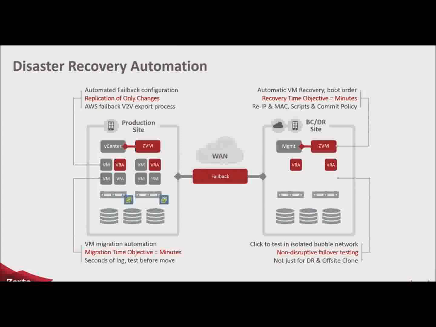The reason why it's currently a V2V export process is because, as you can see, Zerto replicates using Replication Appliances. There is no hypervisor on which to install a replication appliance running in AWS, but we do have on our roadmap for the end of 2015 the ability to click to automate this failback process, so it will be included as part of the software and upgraded in place for any customers who were to buy Zerto today.